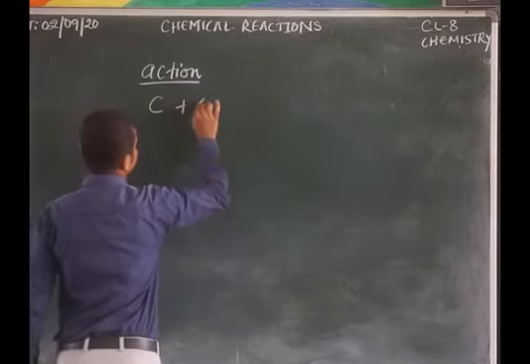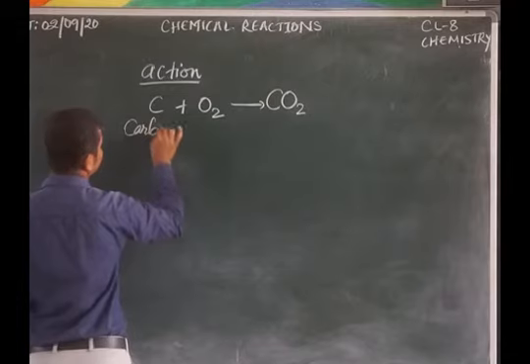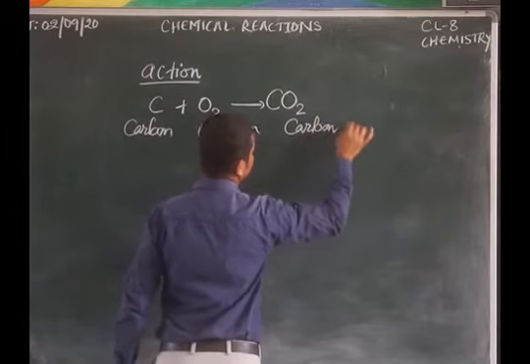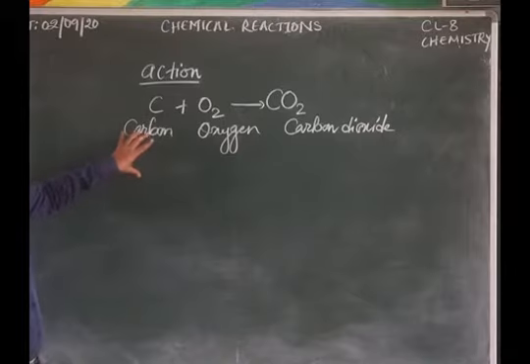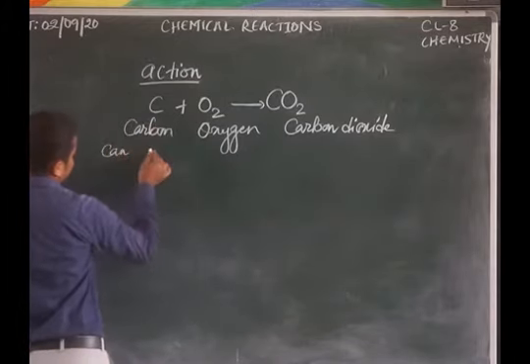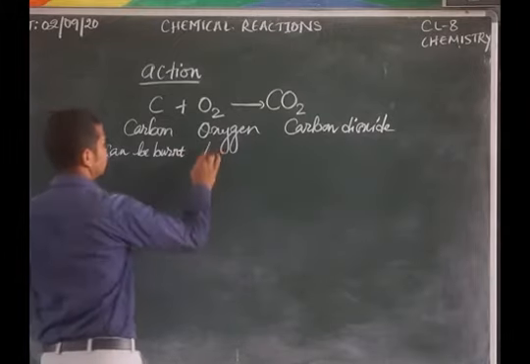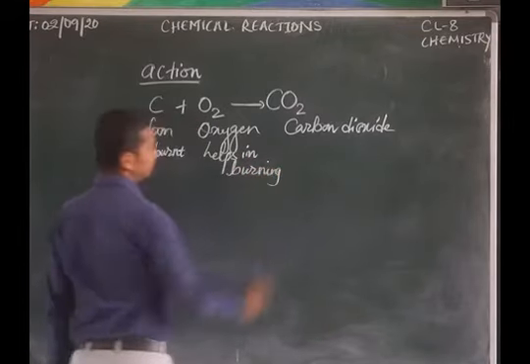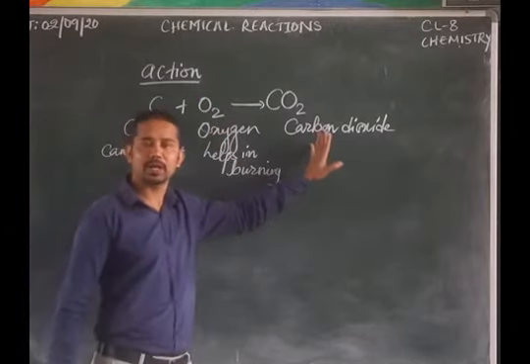Carbon when burnt gives carbon dioxide. Carbon, this is oxygen, and this is carbon dioxide. So carbon combines with oxygen to give carbon dioxide. Carbon can be burned. Oxygen helps in burning. So when carbon is burnt in presence of oxygen, we get carbon dioxide.